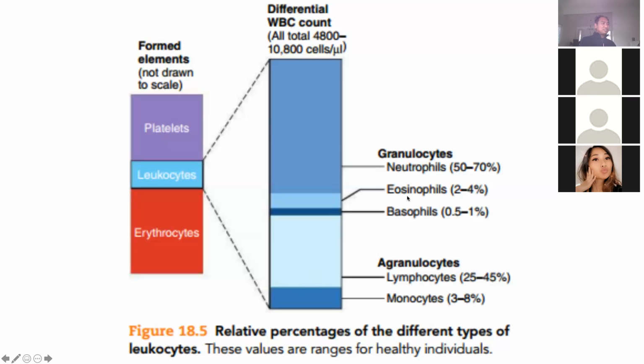Eosinophil is 2 to 4%, and basophil is less than 1%. Are these percentages important? Not really, but I think it's good to know that among the white cells, neutrophil makes up about 50 to 70% of the white blood cells. That is pretty cool knowledge.